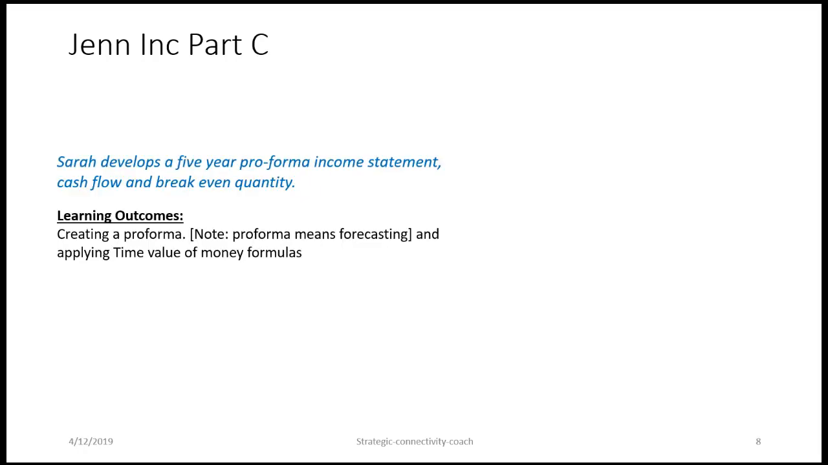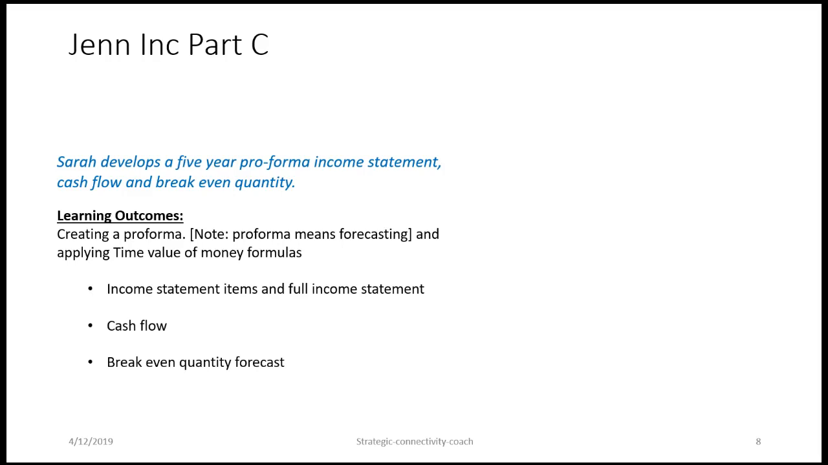In part C, we decided to look beyond 1 year, creating a pro forma. Pro forma basically means forecasting. In order to do that, you obviously apply time value of money. You calculate the future value using the present value, the rate, the N, and so on. So you learn to forecast income statements, cash flow, and break-even quantity for 5 years instead of 1 year.